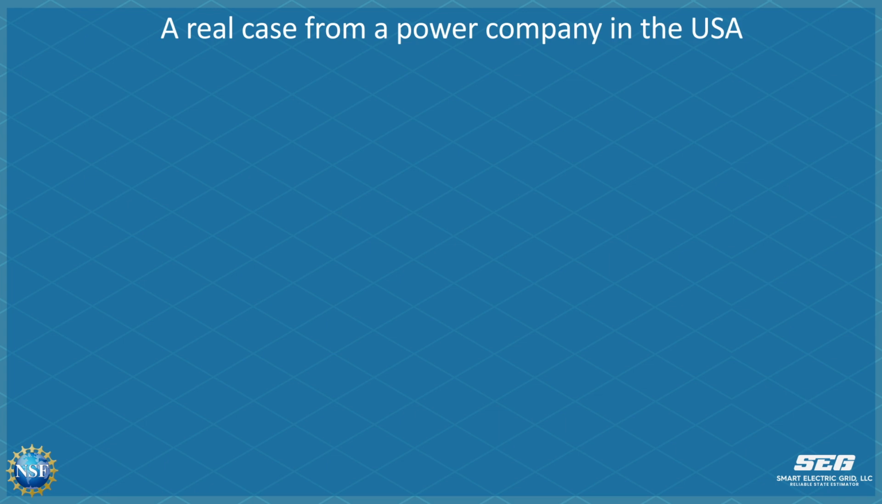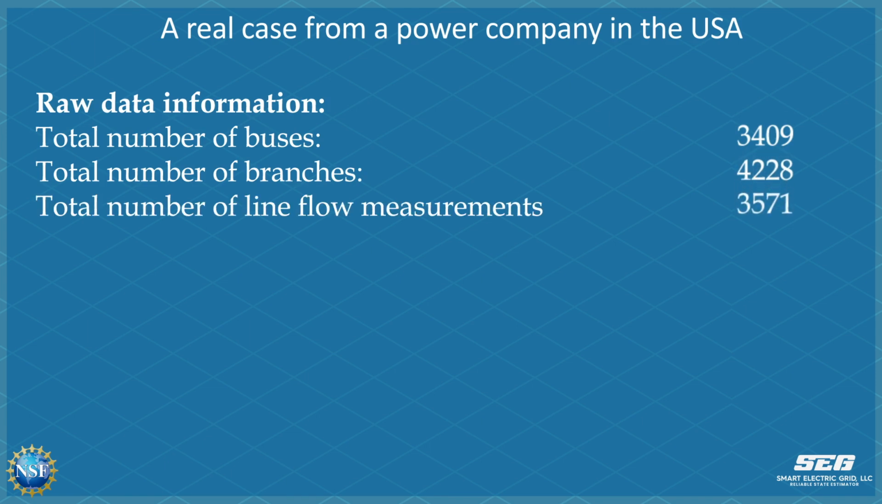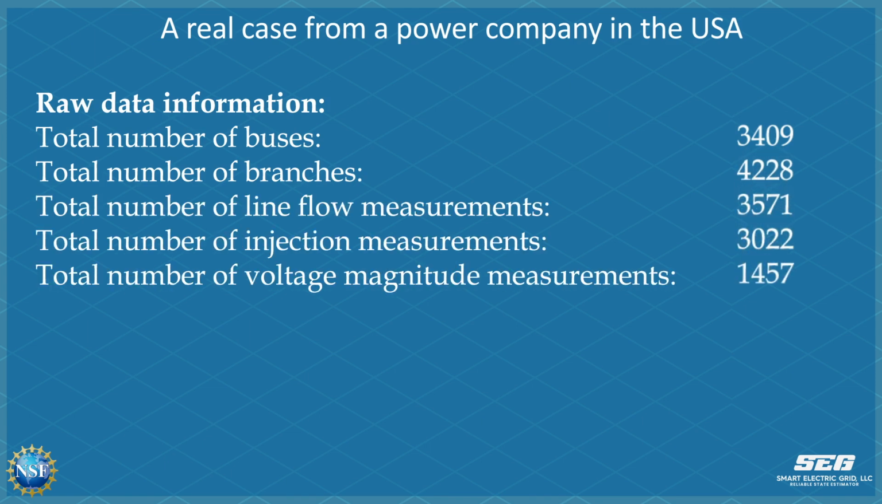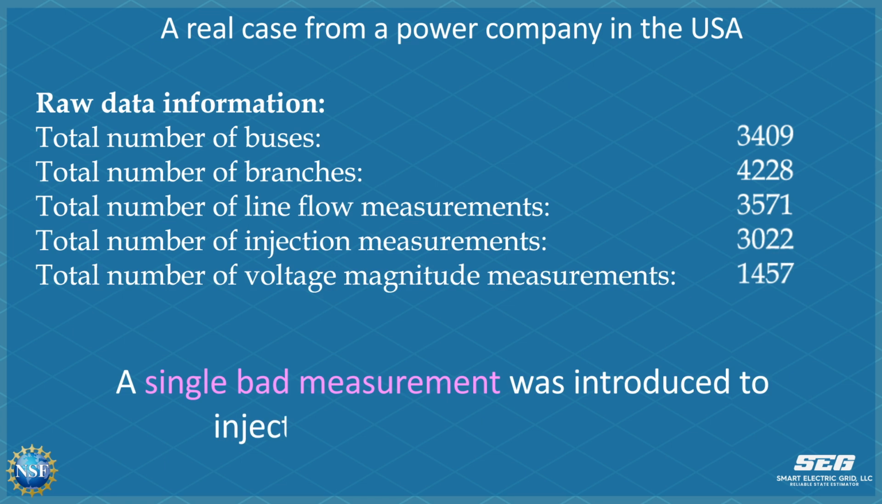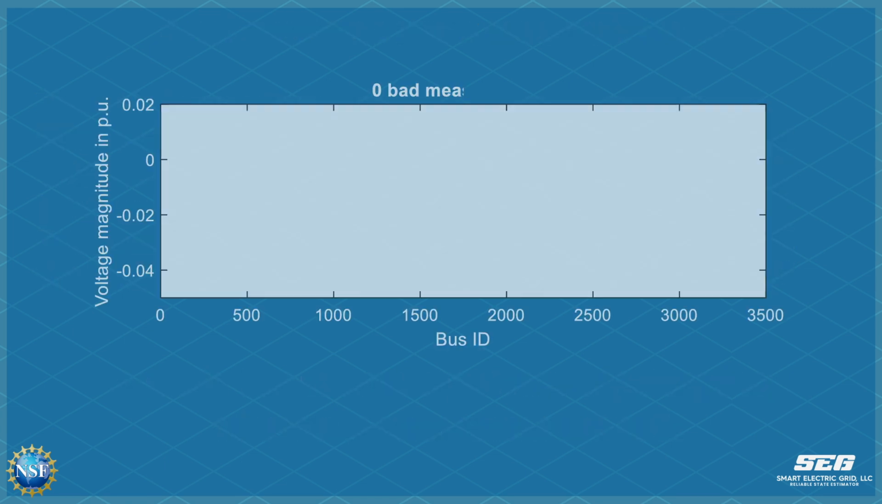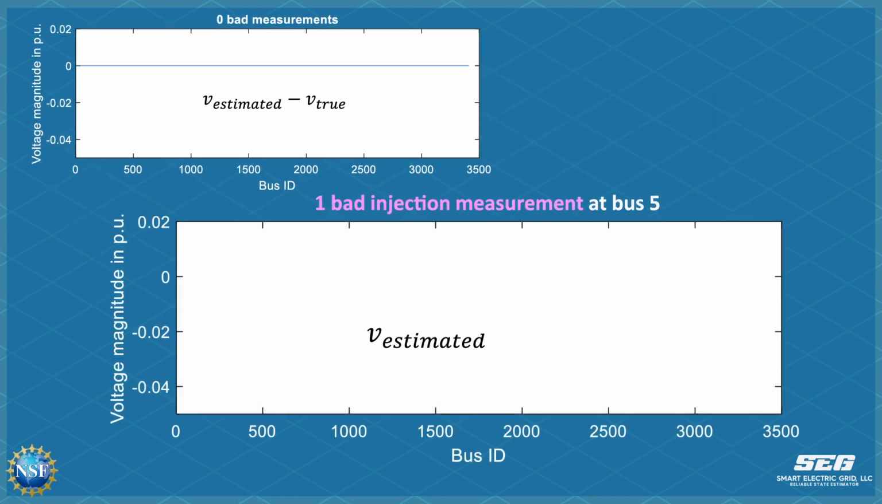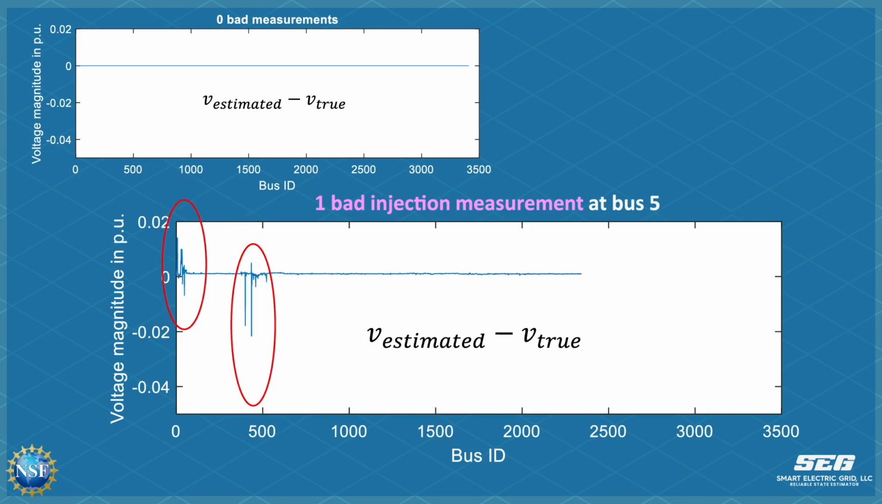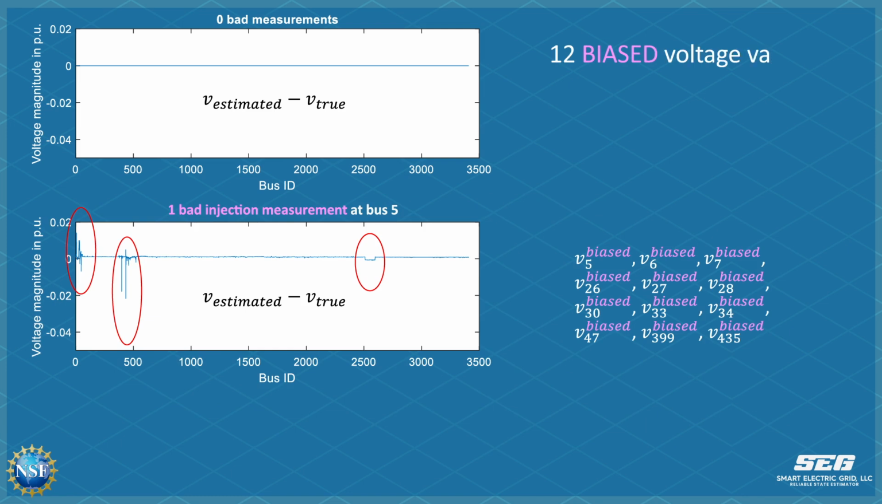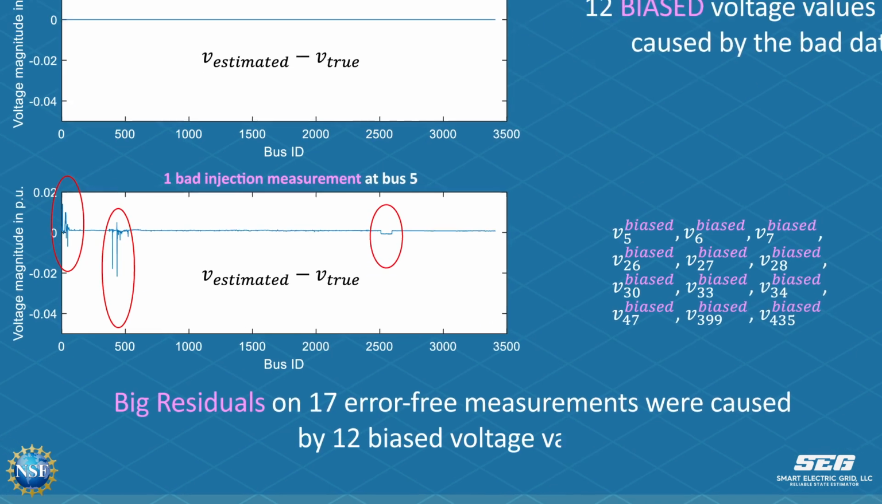For example, let us see how a single bad measurement affects the voltage solution and the measurement residuals in a weighted least square state estimator. We take a real power system provided by a power company in the USA as an example. The system has 3,409 buses and 4,228 branches. The measurement redundancy ratio is 2.14. Only one bad measurement was added, on the injection measurement at bus 5. When there is no bad measurement, the solved voltages exactly match the true voltage values. However, this single bad measurement introduced to the injection measurement at bus 5 caused 12 biased voltages and big residuals on 17 error-free measurements.